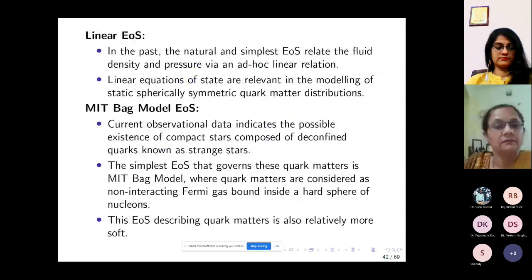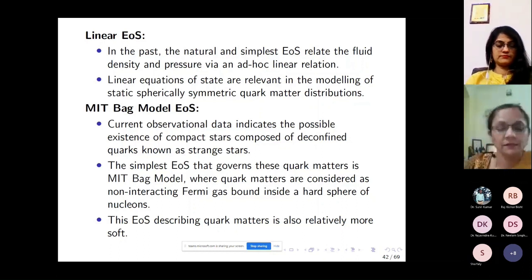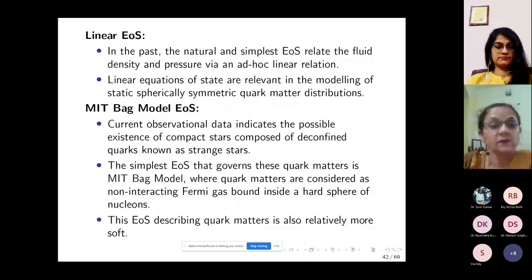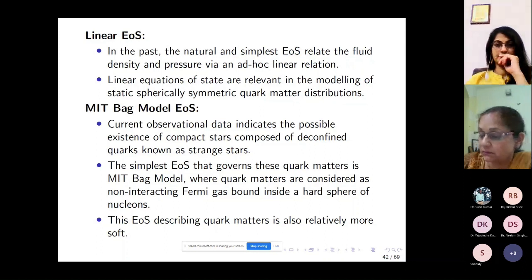So now, first we have the linear equation of state. The simplest linear equation of state relates the fluid density and pressure via a linear relation. It is an interesting study of compact objects in classical general relativity, used by Whitaker in 1982. This is a linear relationship between energy density and isotropic pressure. Isotropic pressure means we just assume that the radial pressure and tangential pressure are equal.